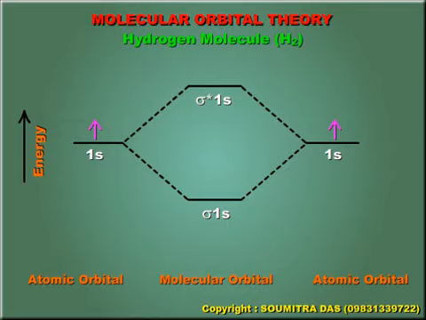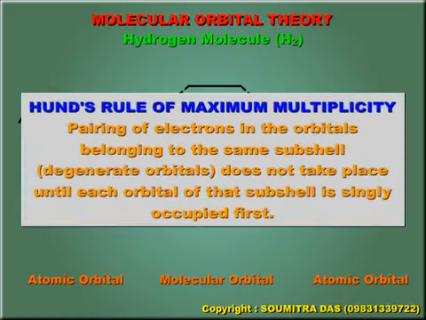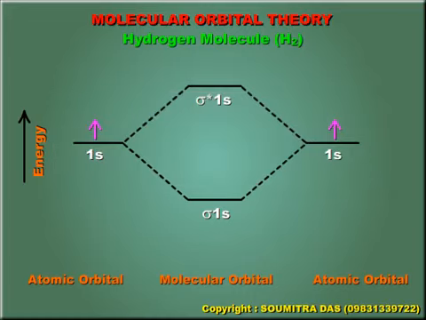The filling up of molecular orbitals follows the same rules as the filling up of atomic orbitals, like the Aufbau principle, where the lowest energy orbitals are filled up first; Hund's rule, where degenerate orbitals having the same energy pair up only after each one of them is filled up by a single electron; and the Pauli exclusion principle, which states that the two electrons in an orbital should be of opposite spin. So the electrons in hydrogen molecule fill up like this.